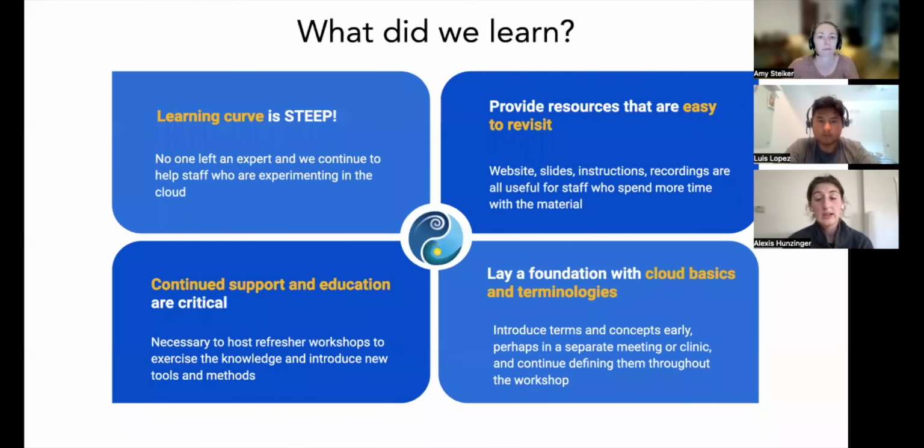So overall, the takeaway from our staff workshop really was to lay that foundation with cloud basics and terminologies before you start teaching, and then just to continue to support staff as they have questions and as they continue to experiment in the cloud, just as we are continuing to experiment in the cloud.